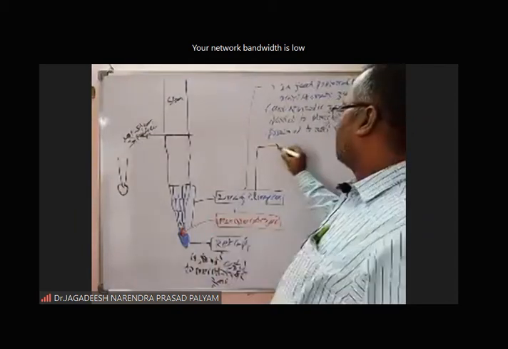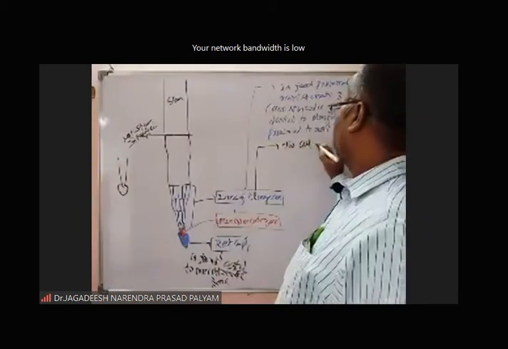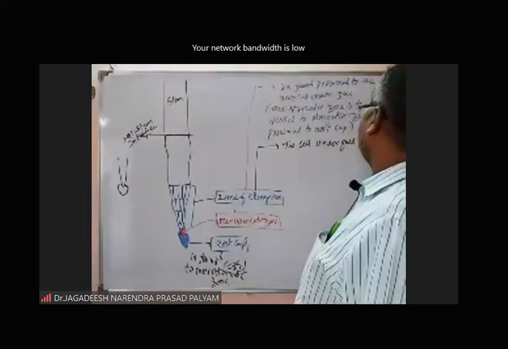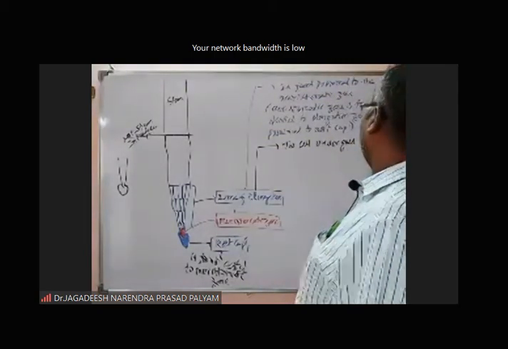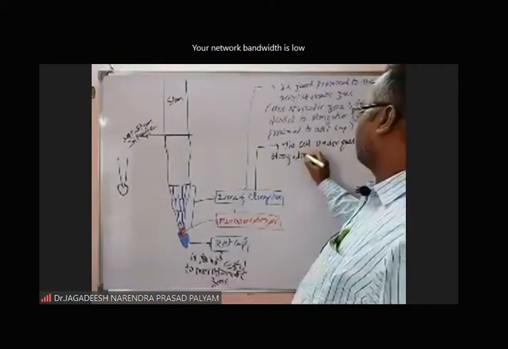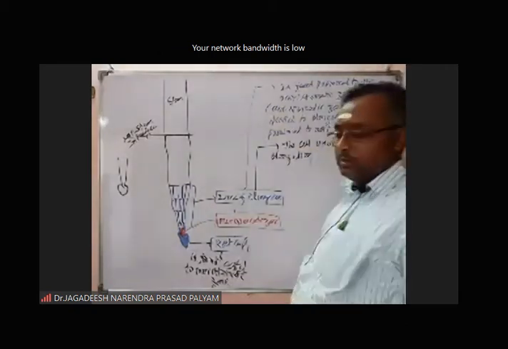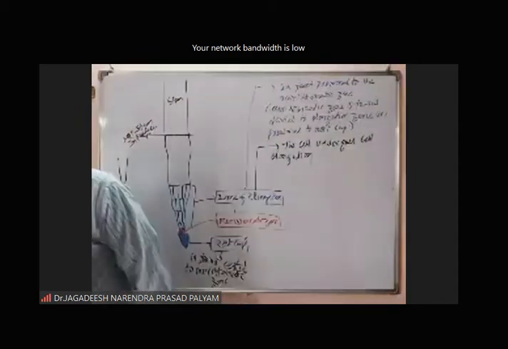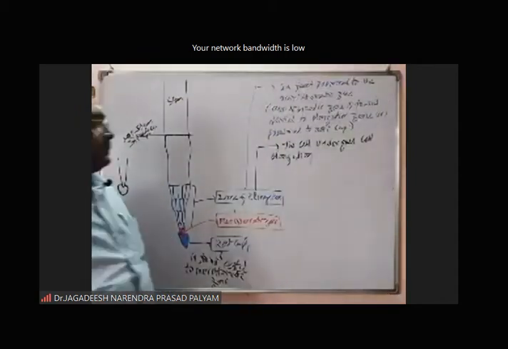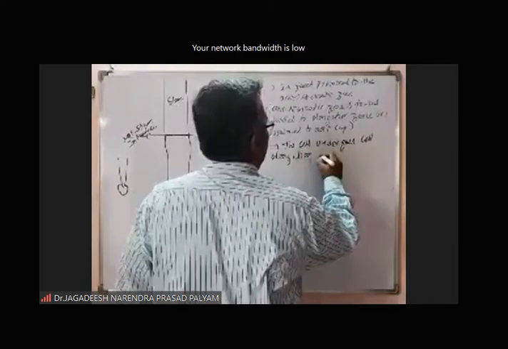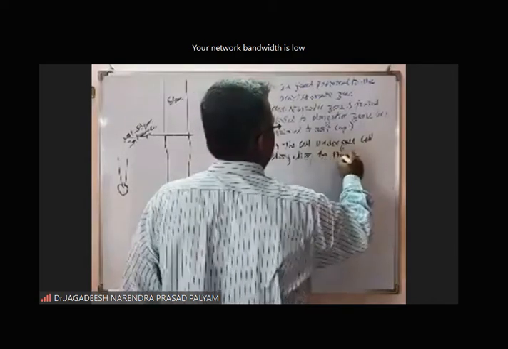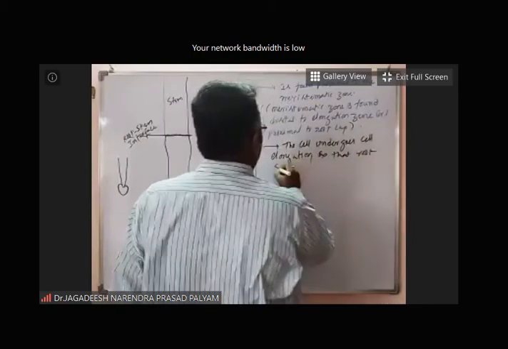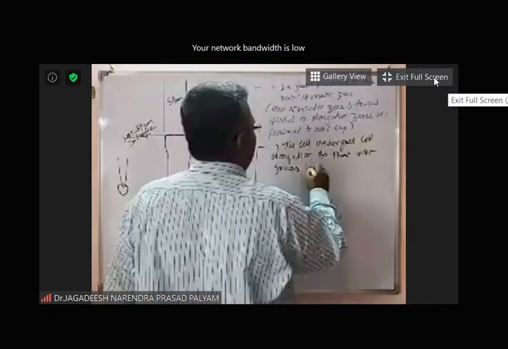In the elongation zone, the cells undergo cell elongation. Cell elongation, it elongates so that the root grows in length.